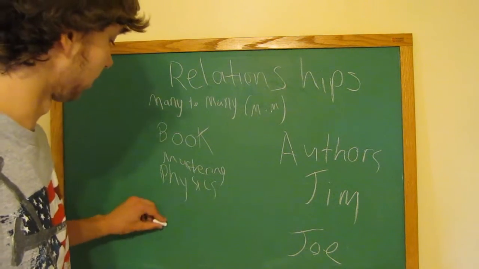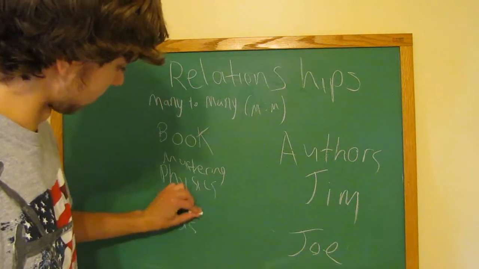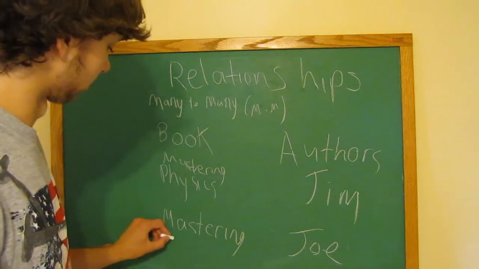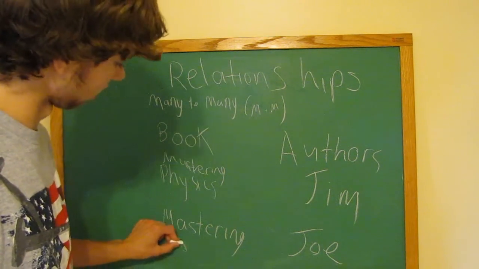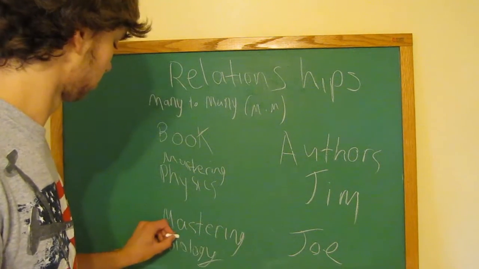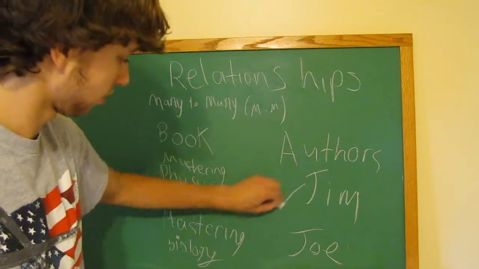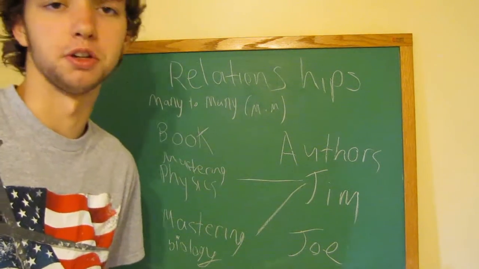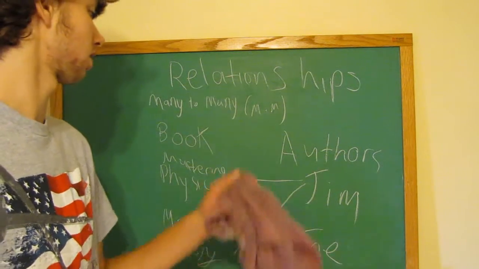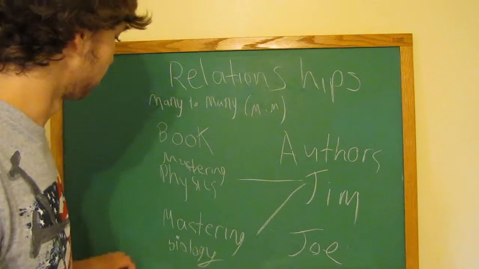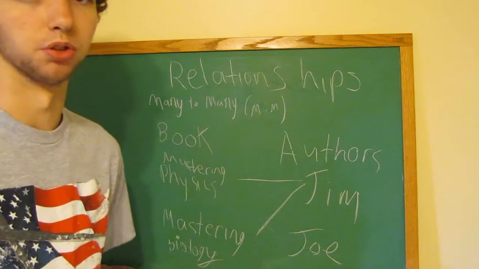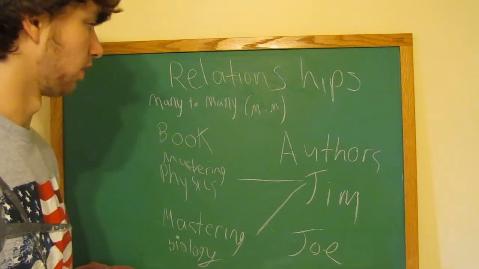Now we have another book over here, Mastering Biology. So Jim could have written 2 books. I mean, an author isn't limited to only writing 1 book in their lifetime. That would be ridiculous. So Jim can write more than 1 book, and a book can be written by more than 1 person. That is a many-to-many.